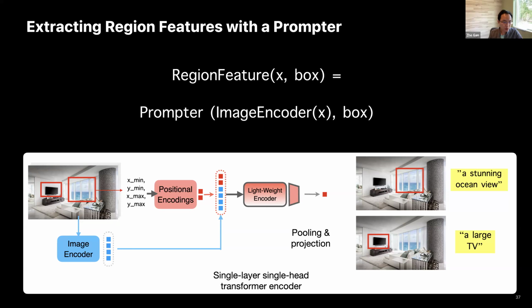You will have your original image encoder, as you always have for a CLIP model. X is an image; through an image encoder, you get a set of image embeddings. And here you consider your bounding box as the prompt, the so-called visual prompt. You encode this through some positional embedding and a one-layer transformer so that you get the information of the box as the prompt. Then you use this feature to prompt your image encoder to get the image region embedding.